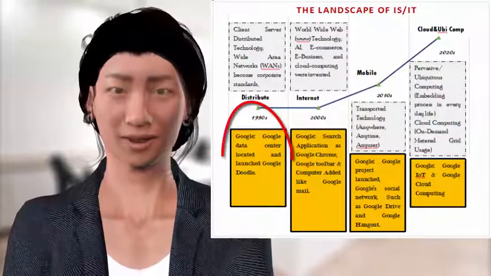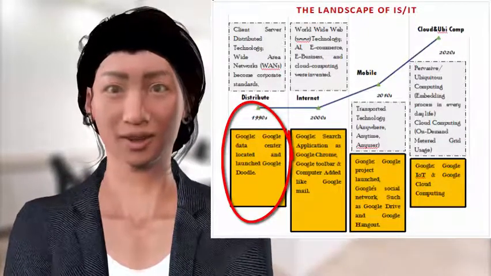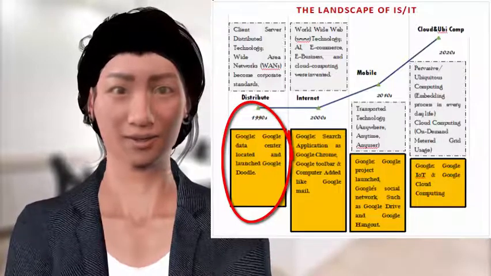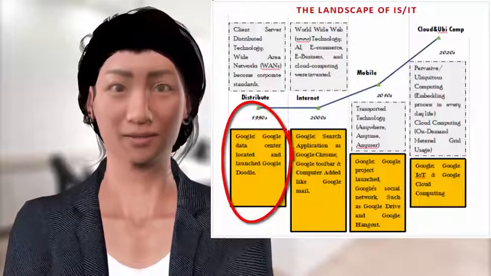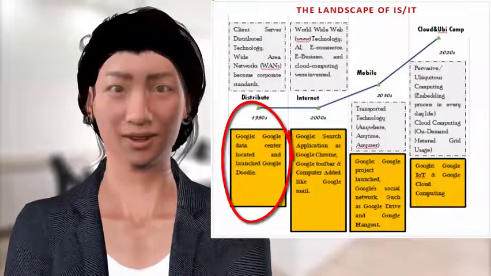As we can see, in the 1990s there is the distributed network, which is using the client-server distributed technology. Windows becomes the corporate standard. And in that year, Google had their data center located and launched the Google Doodle.